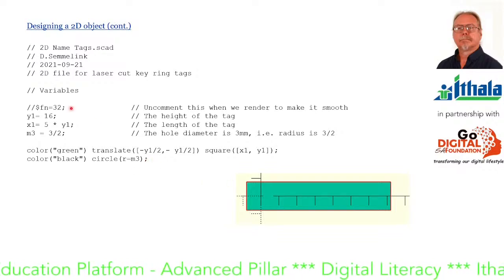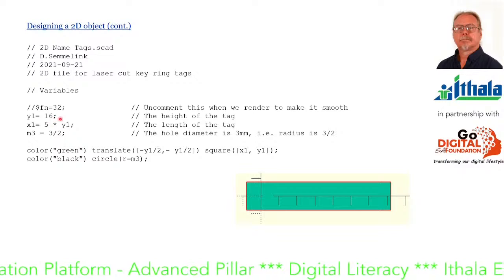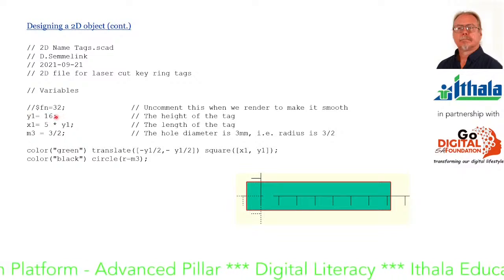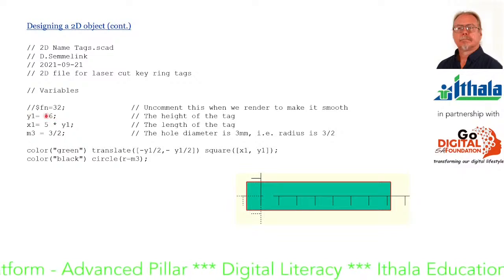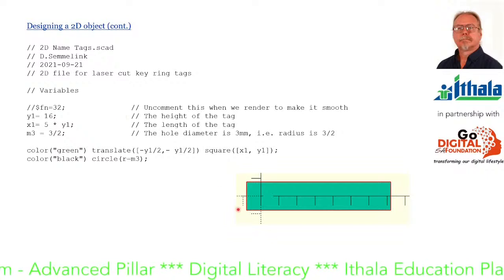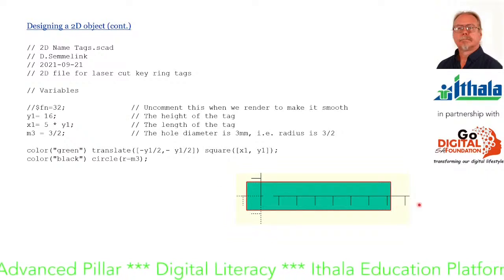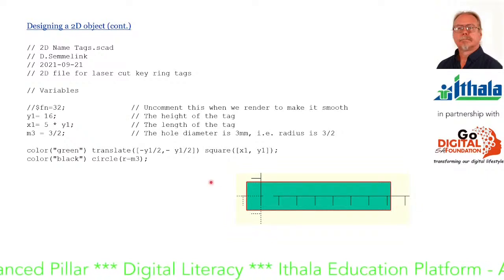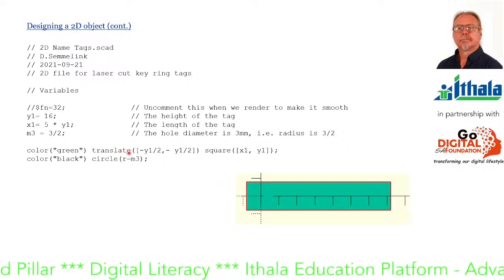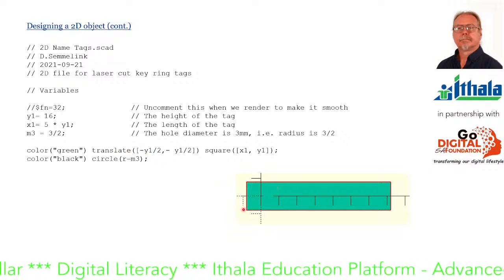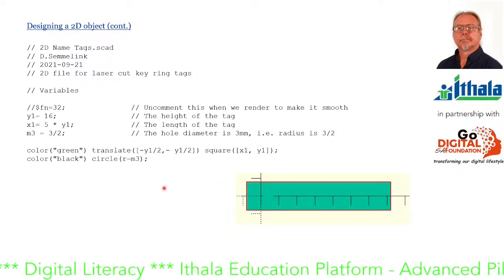Notice now that if we want to change y1 to 20, we just change it to 20 here. That will change the height. It will also change the length. And it changes how much it shifts it by. So they always work out the same.